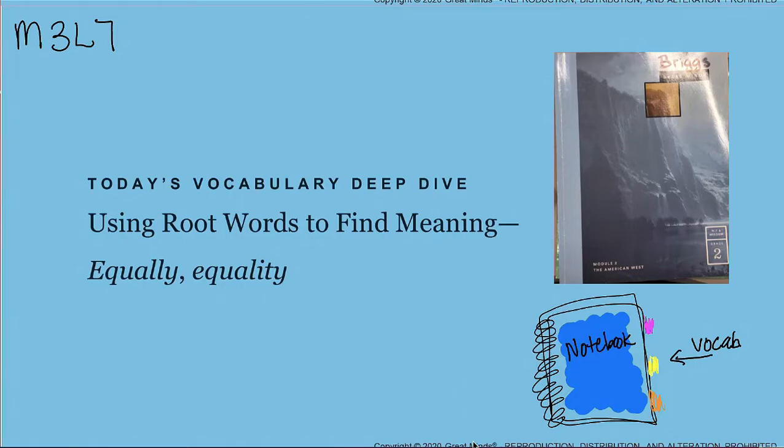Hi, second graders. Today we are on the deep dive for Module 3, Lesson 7. We're going to look at root words or base words to find the meaning of some bigger words. Today we're going to focus on the words equally and equality. You will need your blue workbook and your notebook. We'll be adding a word to our vocabulary section today.